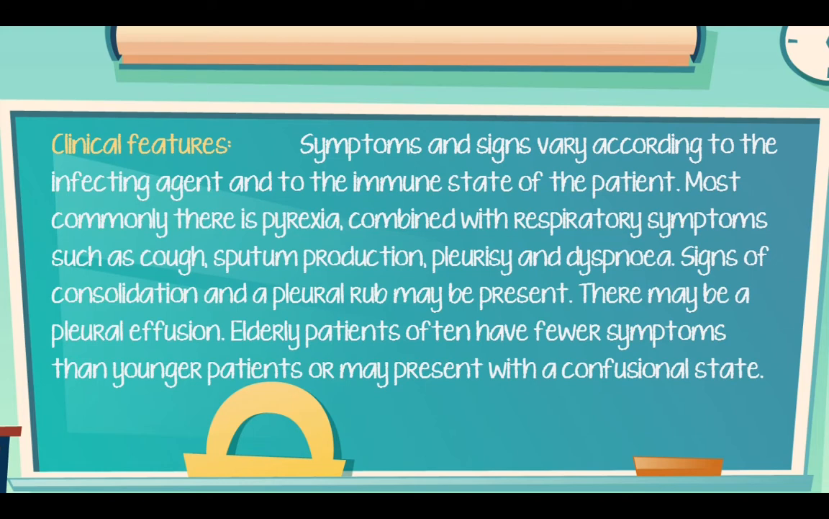Clinical features. Symptoms and signs vary according to the infecting agent and to the immune state of the patient. Most commonly there is pyrexia, combined with respiratory symptoms such as cough, sputum production, pleurisy and dyspnea. Signs of consolidation and a pleural rub may be present. There may be a pleural effusion. Elderly patients often have fewer symptoms than younger patients, or may present with a confusional state.